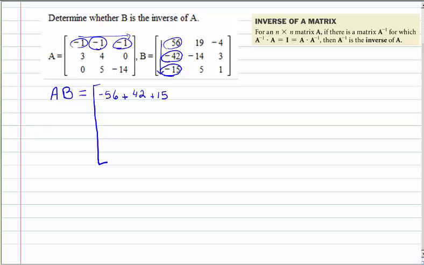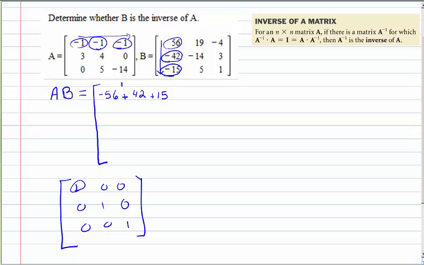And just because here I don't have to find the whole product, I'm interested in knowing whether or not I'm going to get this diagonal matrix 1 0 0, 0 1 0, 0 0 1, then I'm going to go ahead and mentally compute these sums, because anytime I don't get a 1 or a 0 where I need it, then I don't have to finish. So negative 56 plus 42 plus 15, that would be 1, and I need a 1 there. So I'm going to continue with the next element in the matrix.